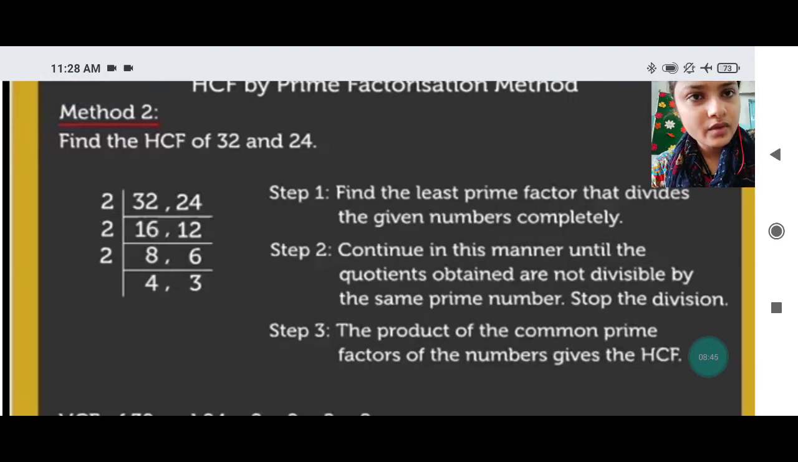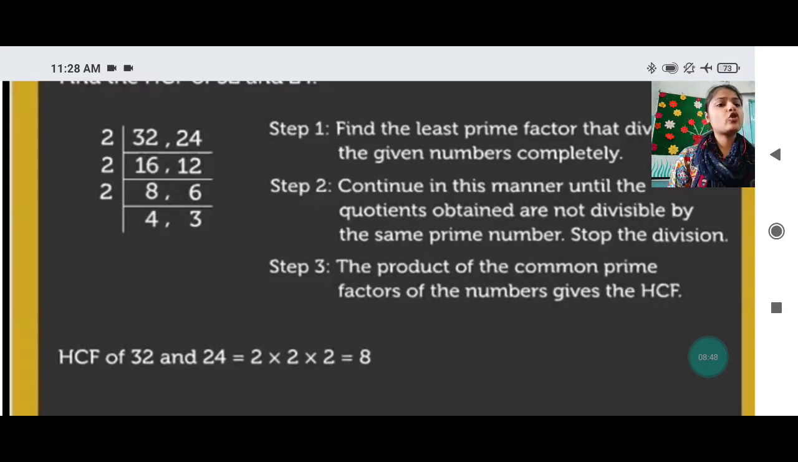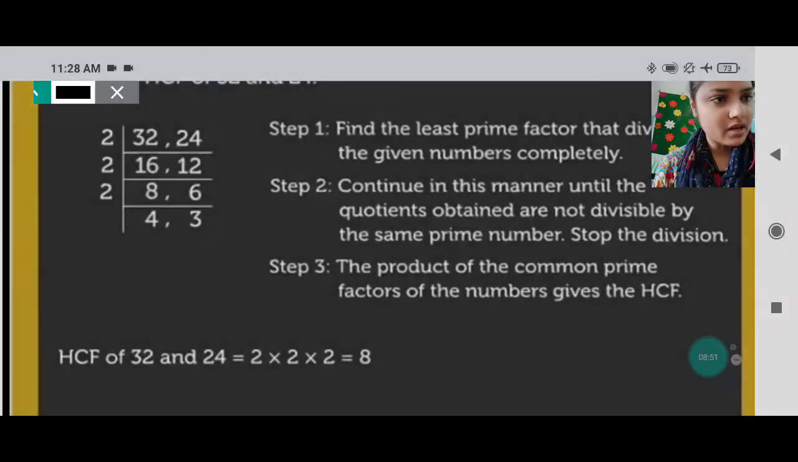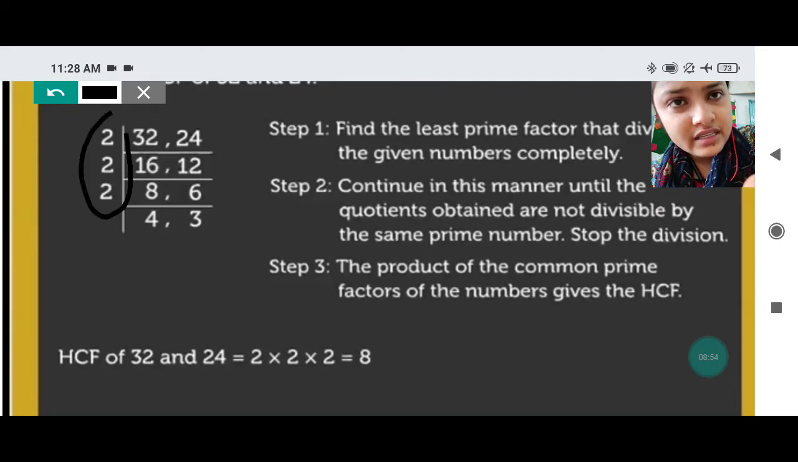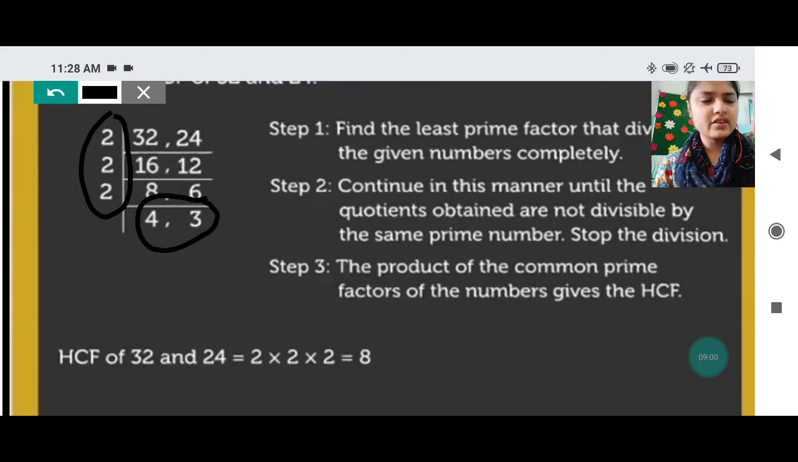After that, what will we do? We have to write the common ones now. What are the common ones we have got? We have got 2 into 2 into 2. These are uncommon, so we will not write them. Then we do 2 into 2 into 2. 2 into 2 is 4, and 4 into 2 is 8. So we have got the highest common factor as 8. The product of the common prime factors of the numbers gives the HCF. The common prime factors we have received are 2 into 2 into 2, and we have received 8 as the highest common factor.